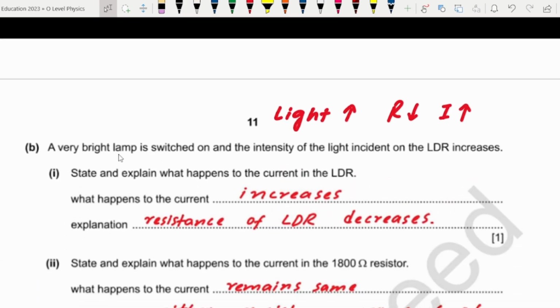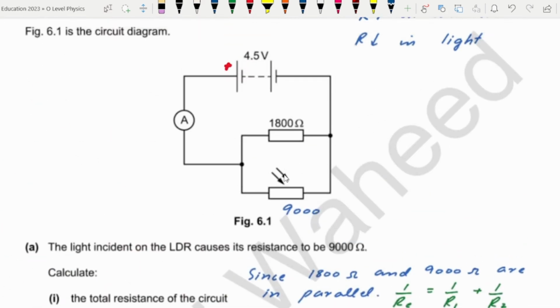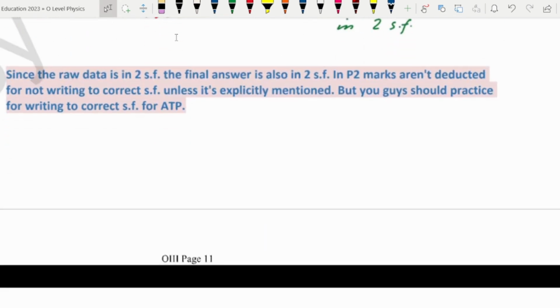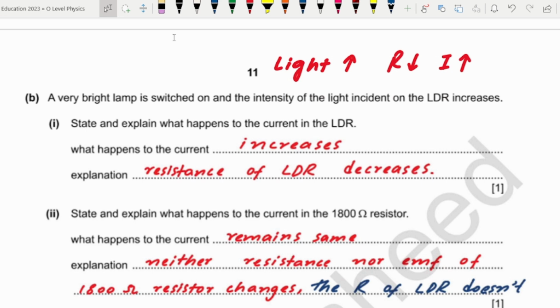A very bright lamp is switched on and the intensity of the light on the LDR increases. State and explain what happens to the current in the LDR. So a bright lamp is switched on and the intensity of light on the LDR increases. As the intensity of light on the LDR increases, its resistance decreases. This is what we study in the working of the LDR. And if its resistance decreases, the current in the LDR would increase.